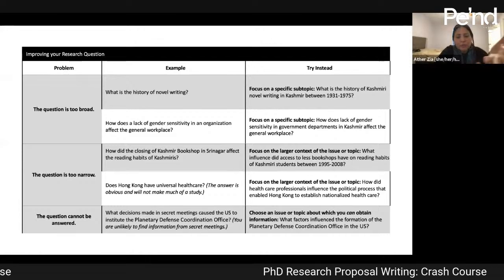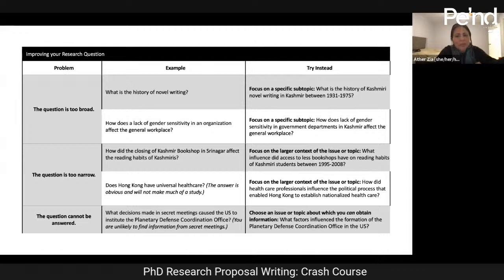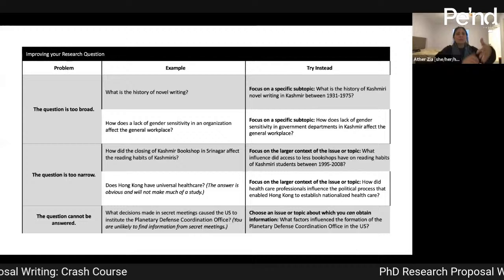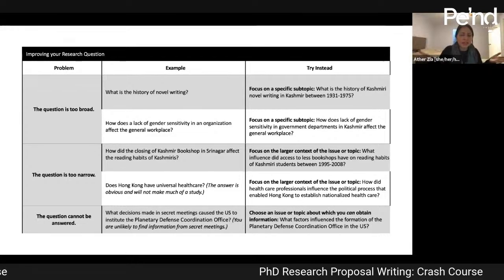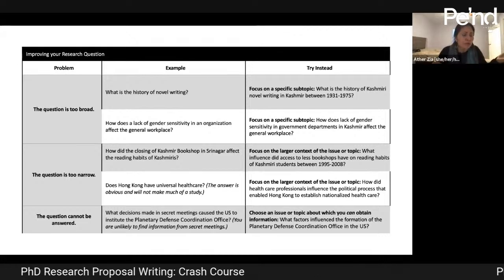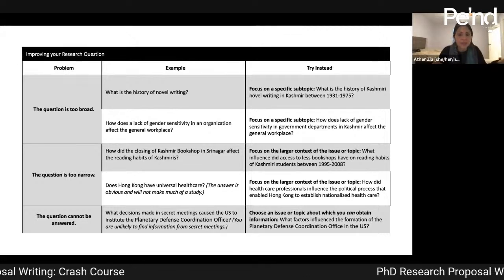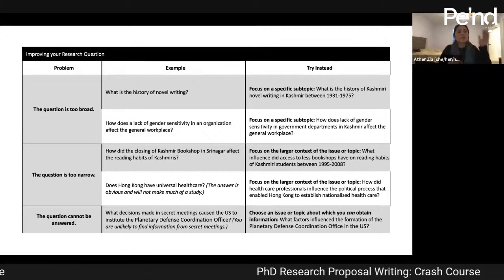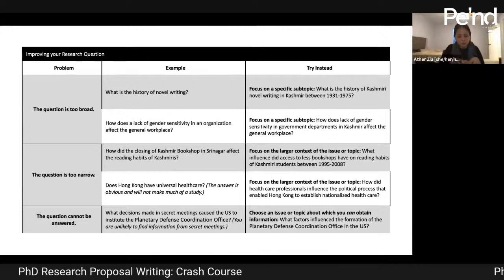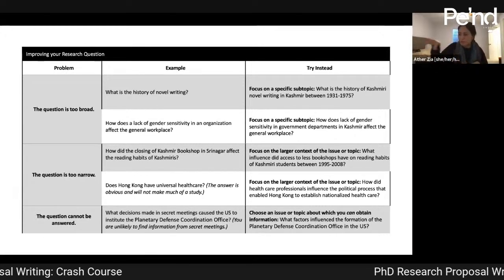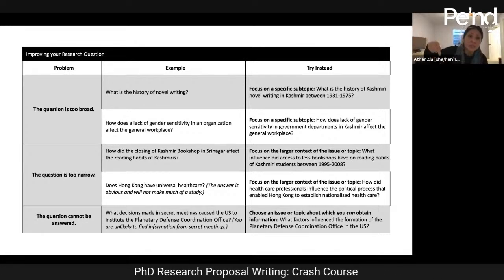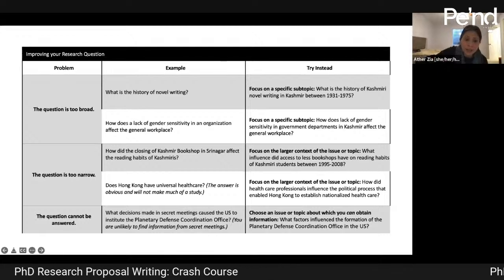Instead, you could talk about the same thing but ask, what factors influenced the formation of the Planetary Defense Coordination Office in the US? You don't have to go to the secret meetings, but you are looking at the entire process, and the secret meetings could be part of that. You could get some information about those or not, and that doesn't matter to your research. This is how you develop research questions: you narrow from your topic, then further into research questions, and those research questions feed your main question. So look at it in that manner as well.